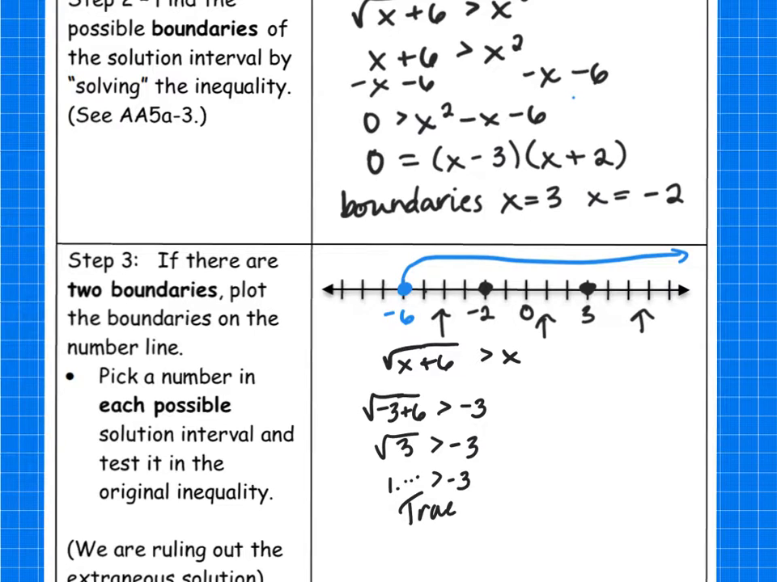The next one that's going to be easy to do is in this middle section here, which is 0. So I'm going to use square root of 0 plus 6 is greater than 0. Square root of 6 is greater than 0. That is also true.